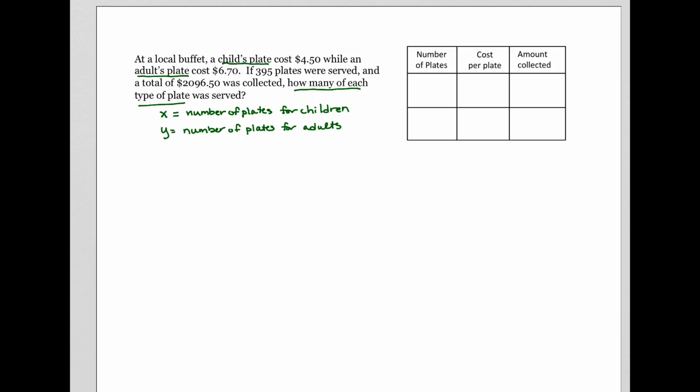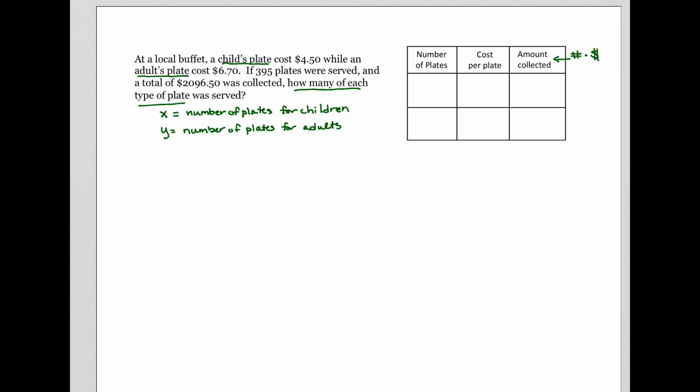Now, the amount collected is simply a combination of the first two items. Namely, the amount collected is simply the number of plates times the cost of each plate. So we're just going to multiply the objects in the first and second column to get that in the third column. Let's go through this.